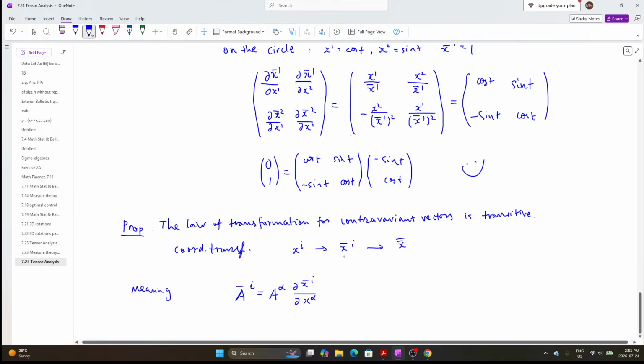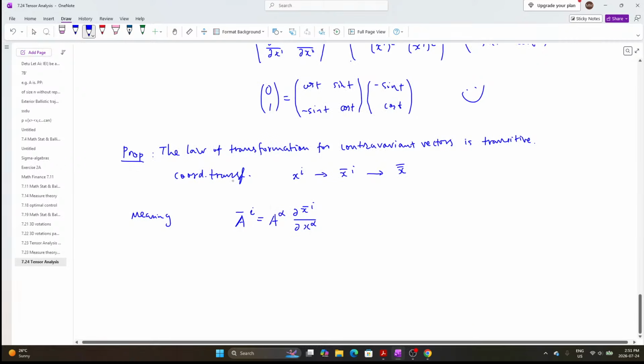All right, so let's continue. Here, the proposition says the law of transformation of a contravariant vector is transitive. What do we mean by that? Well, imagine we have two consecutive coordinate transformations from x i's to x i bar and to x i double bar. This means we'll apply this law essentially twice, right? So a double bar I.